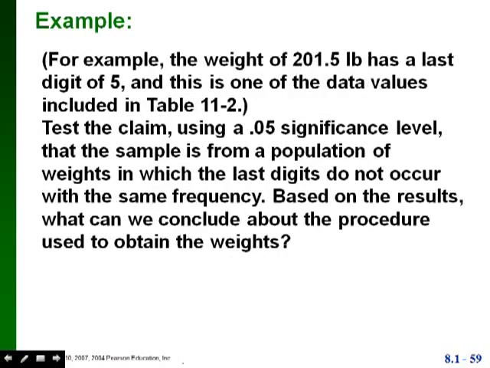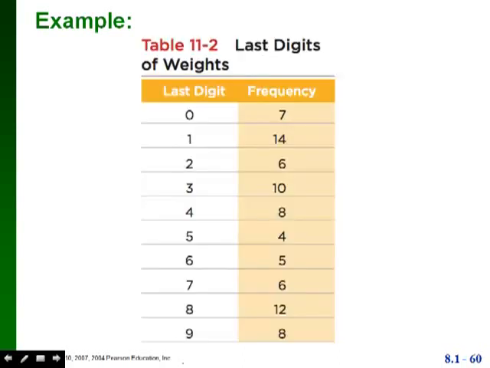So what we're going to do is test the claim that the sample is from a population of weights where the last digits don't occur with the same frequency. If that's the case, then we would think that maybe the weights were reported instead of actually being measured. So here's our data. This is data from 80 subjects, so that means our N is equal to 80. And here are our frequencies. So there were 7 of the weights that had a last digit of 0, 10 that had a last digit of 3, and so on.